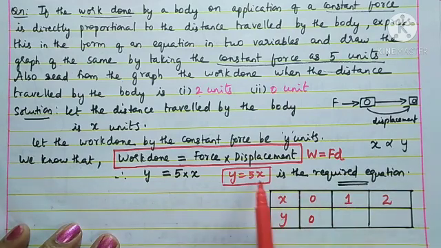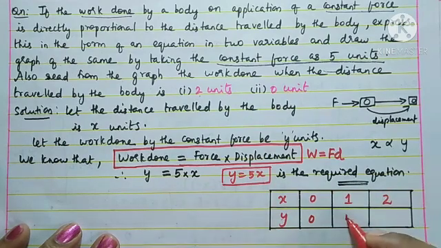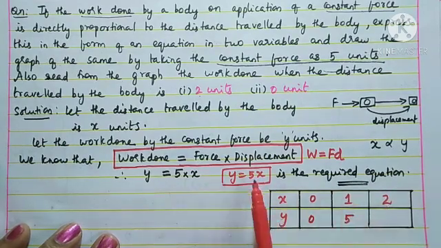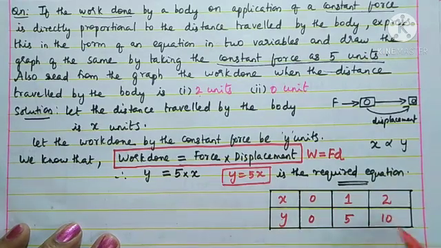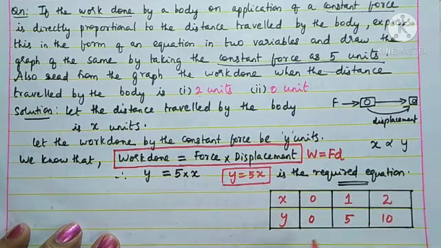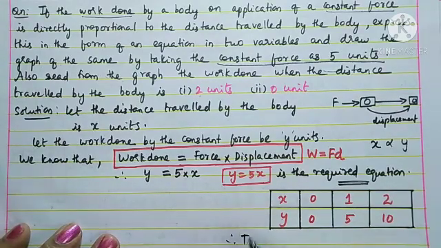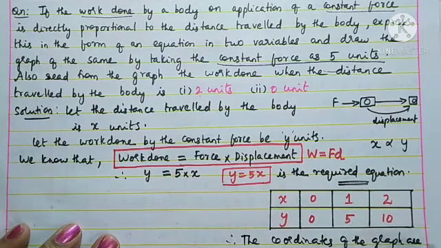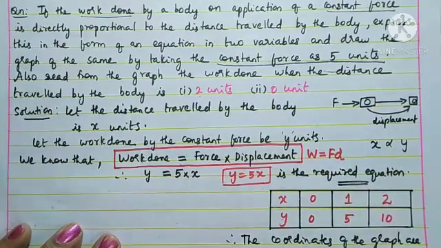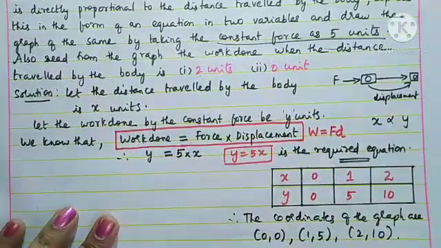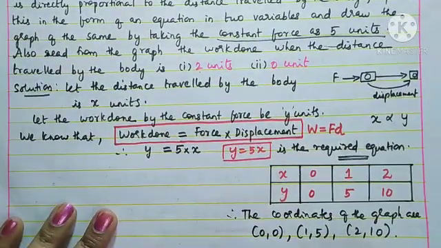Now when x is 1, 5 into 1, so that is 5. And when x is 2, 5 into 2, that is 10. Okay, so what are the coordinates we got? Therefore the coordinates of the graph are 0, 0, combine the points 1, 5 and 2, 10. Understood? So we got the 3 coordinates. Now we need to draw the graph.